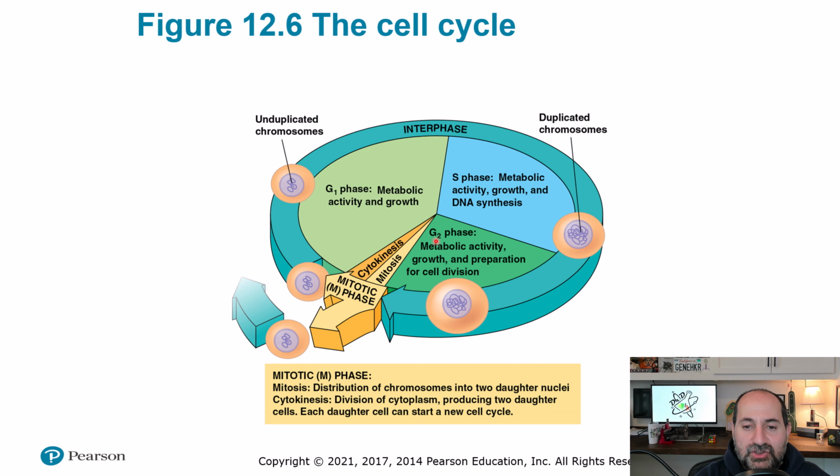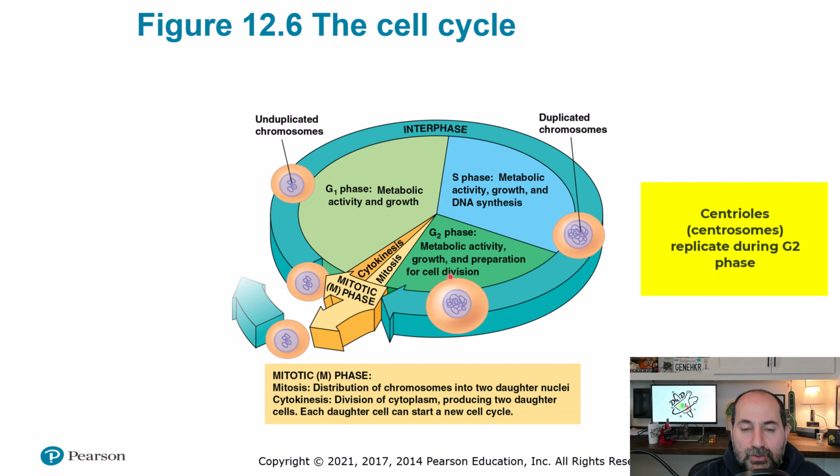And next you have G2 phase, or the second gap phase. There's more metabolic activity and growth, and there's preparation for cell division. Specifically, I want you to know that not only is there preparation for cell division, the centriole pairs, or the centrosomes they're called, are replicated during G2 phase.